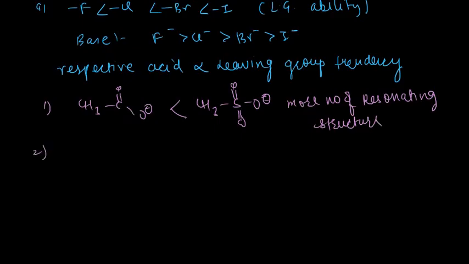Second, we have CH3, S double bond O, OH, then we have CH3, C double bond O, OH. So it also has more resonating structures. So methyl sulfonic acid is stronger than acetic acid, acidic strength wise, right?